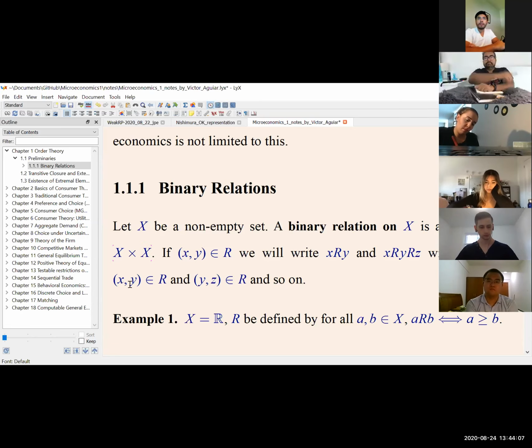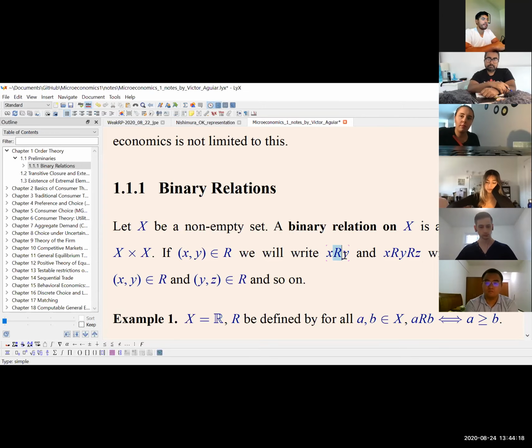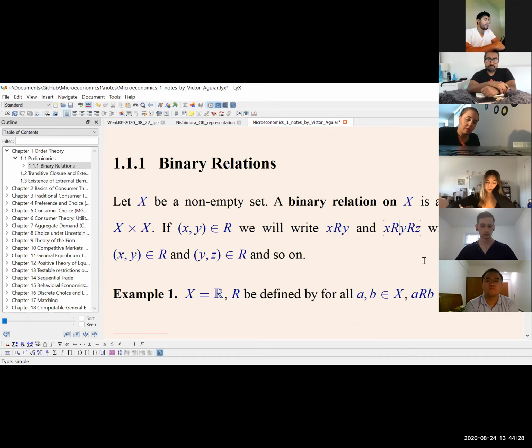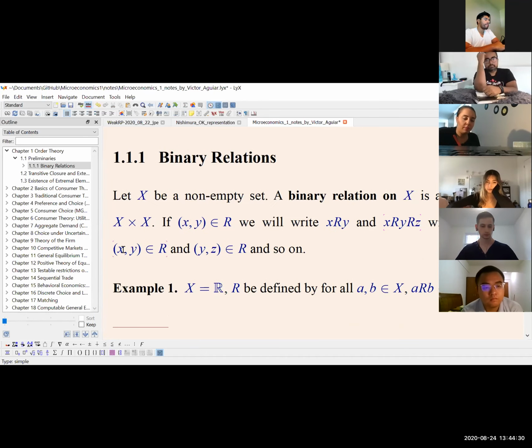And then in particular, I'm gonna say that if the ordered pair (x, y) is in the relation, then I'm gonna say that x is in relation with y, okay? And the notation is like this: x R y. And if I say, for instance, x is in relation with y and y is in relation with z, that means that at the same time, x is in relation with y and y is in relation with z, okay?